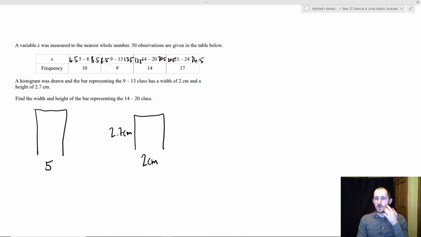And the height, well, that's going to be a frequency density thing, right? So if you want, we can work out the frequency density down here. 9 divided by 5 is 1.8.